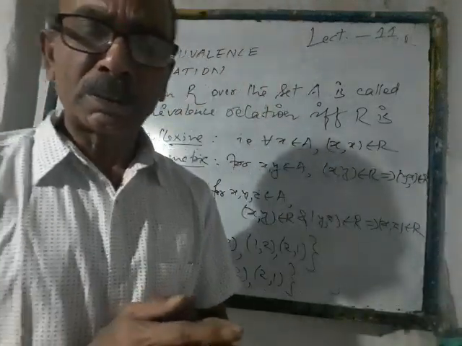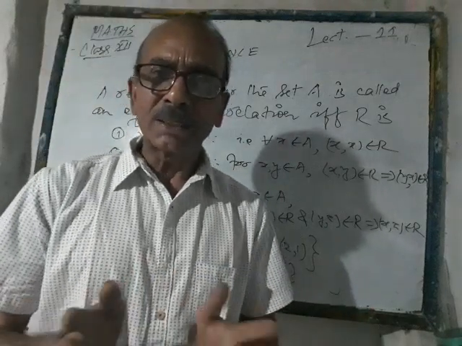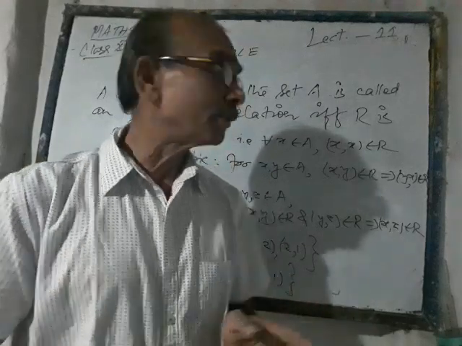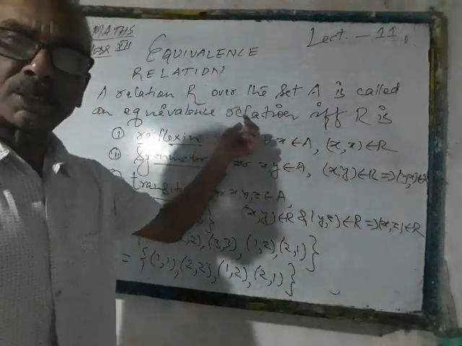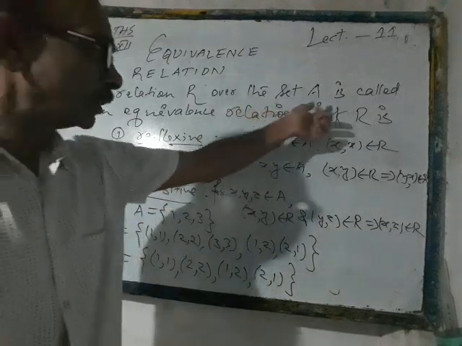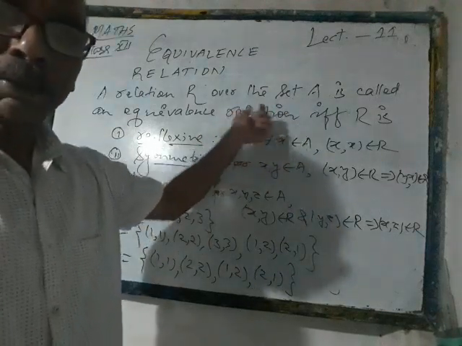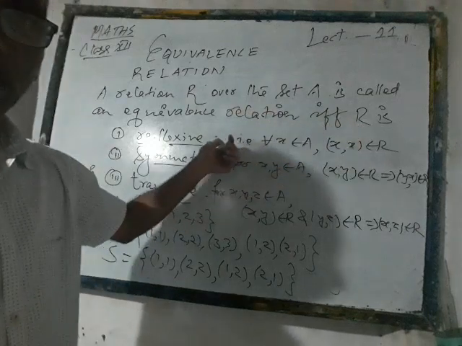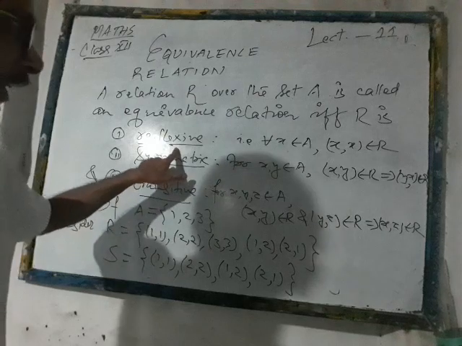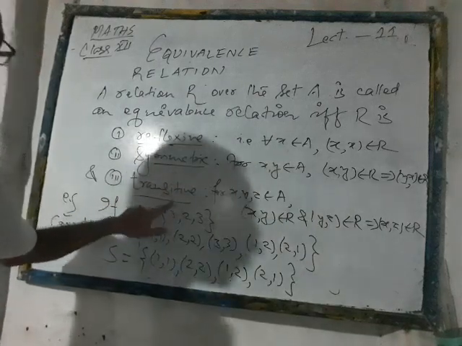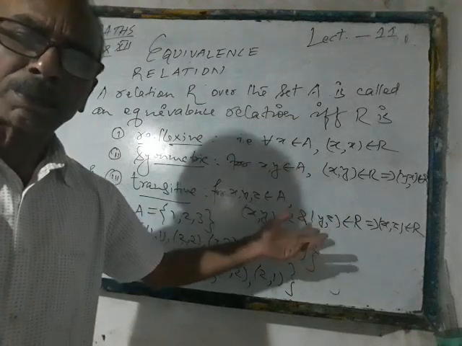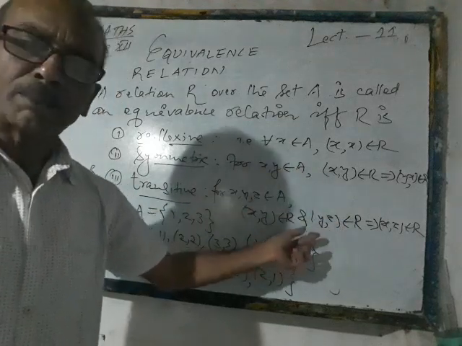There is nothing else to be studied about an equivalence relation. This is very simple. I've just written the definition here for you to note down. A relation R over the set A is called an equivalence relation if and only if it is reflexive, symmetric as well as transitive. The conditions for reflexivity, symmetricity and transitivity, which you already know, have also been mentioned there.